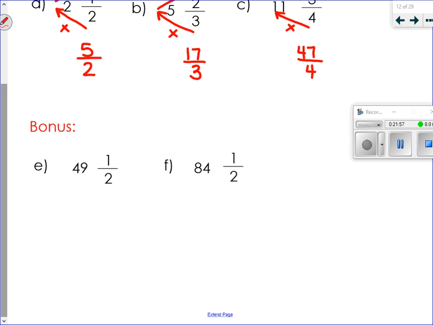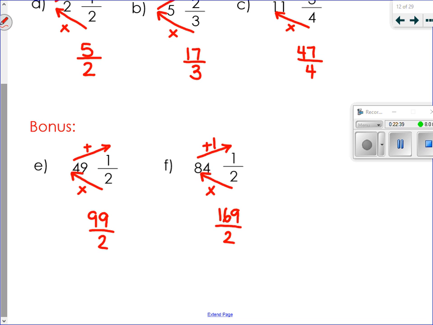All right, and this doesn't change even if we get into bigger numbers. It's the exact same formula. You still multiply this way and add this way. Okay, so 49 times 2, 98, plus 1 more, 99, and it's over 2, common denominator of 2. 2 times 84, plus 1 more. That's 168, plus 1, 169. Denominator will stay 2.